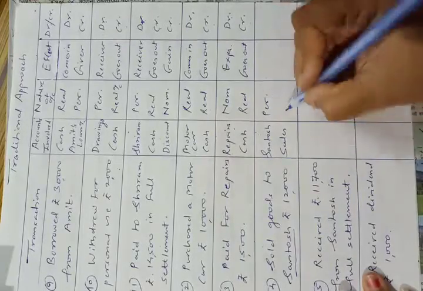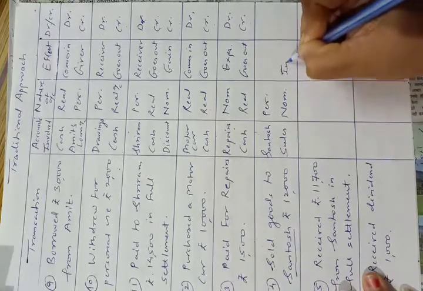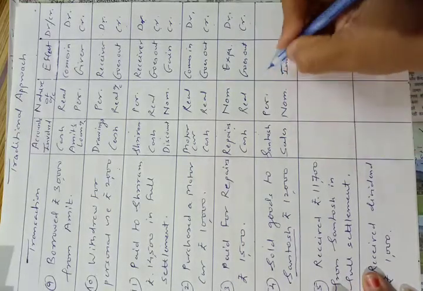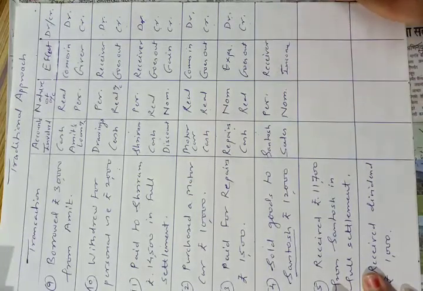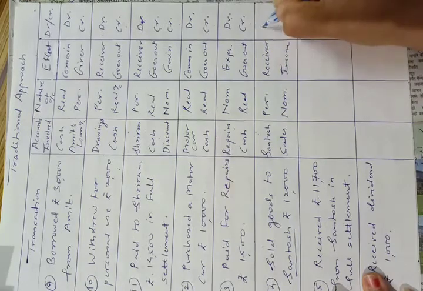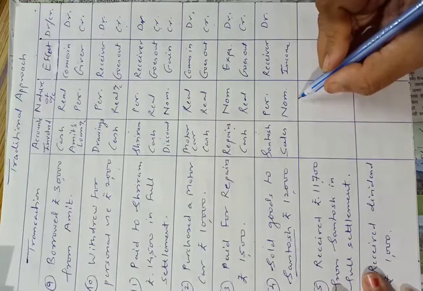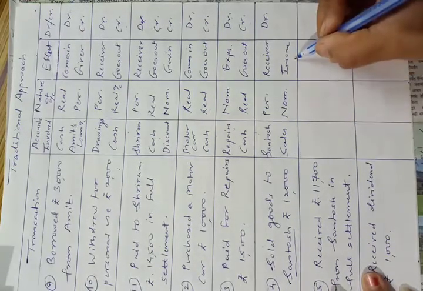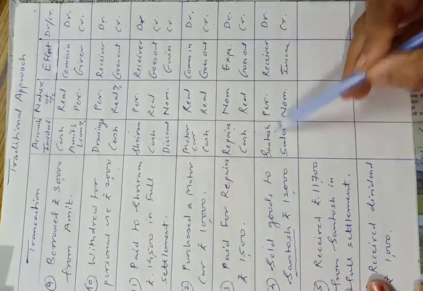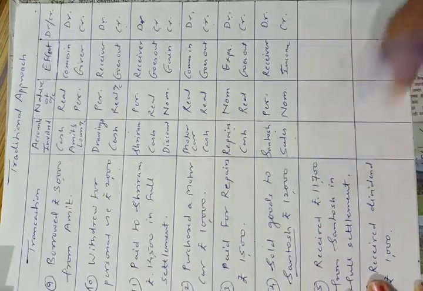Santosh is a personal account and sales is a nominal account, as it is our income. Santosh is the receiver of goods. As we are selling goods to Santosh, he is the receiver. Rule of personal account says that debit the receiver. Rule of nominal account says debit all expenses and losses, credit all incomes and gains. So sales account will be credited. Here Santosh account will be debited by rupees 12,000 and sales account will be credited by rupees 12,000.